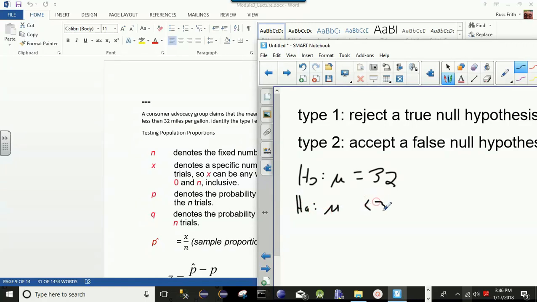Okay, so the type 1 error is what? This is true, but you reject the truthfulness. In other words, you accept this. So the type 1 error would be when you accept this, that the mean is less than 32 when it in fact is 32. That would be how you would analyze that.